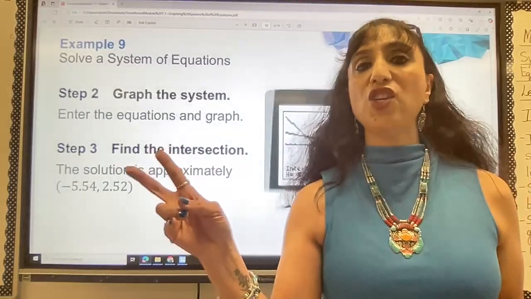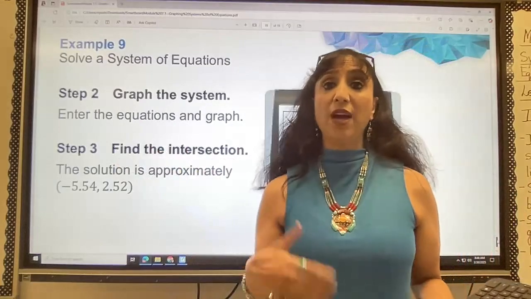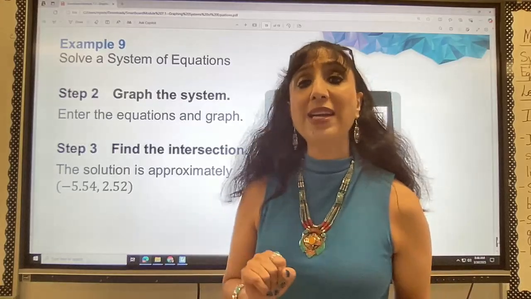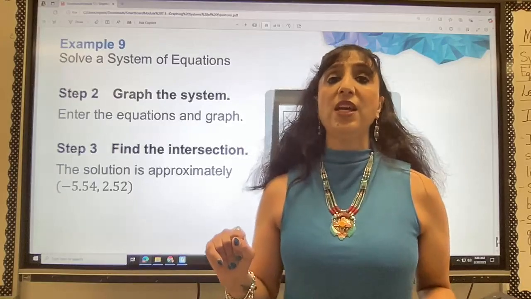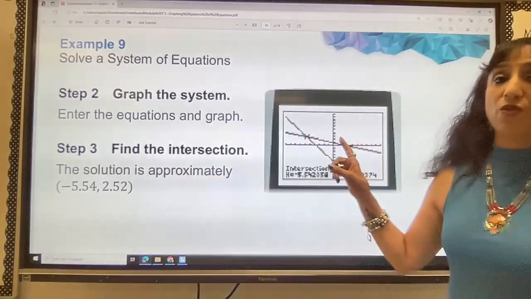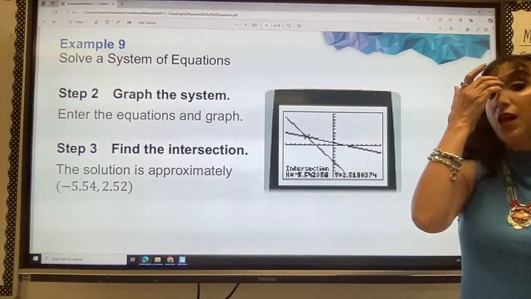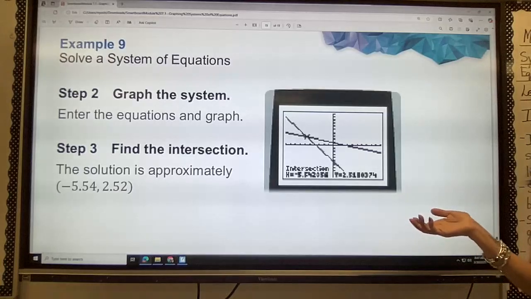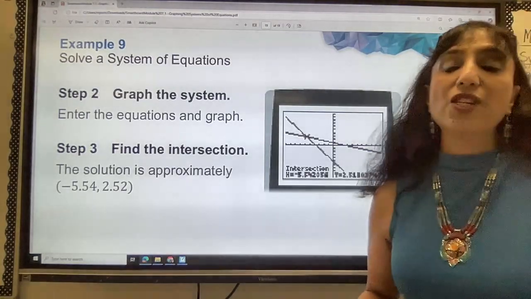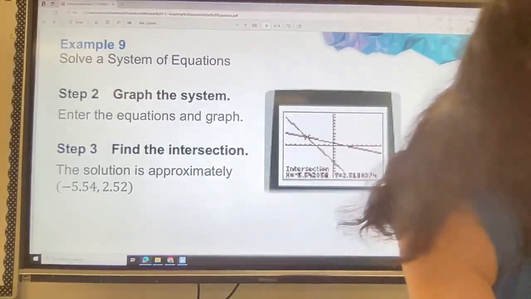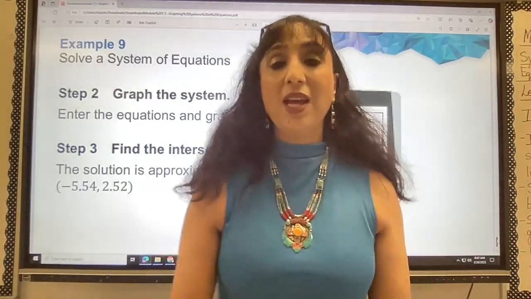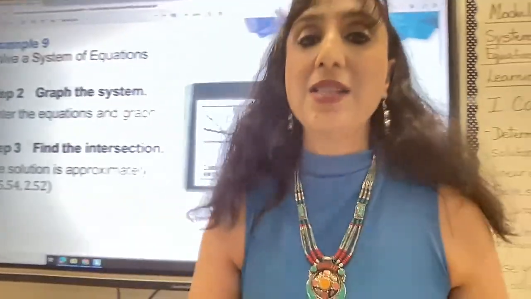So based on the two equations that were just given to me, as I said, I would have to isolate the y. So I put both of those in the y is equal to mx plus b format. And then I am going to enter the equations into the graphing calculator. And I'm going to hit graph, and this is what comes up. And then I can find the intersection, and the solution is approximately negative 5.54 and 2.52. So it's everything we have done, but just in the form of a calculator for the last one. Okay, and that's basically what this entire lesson is about.